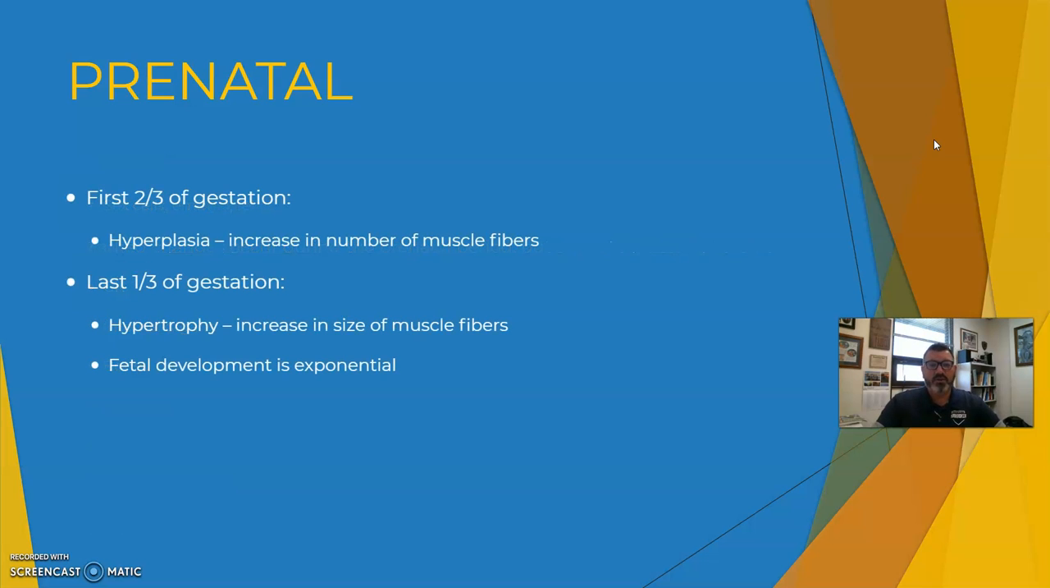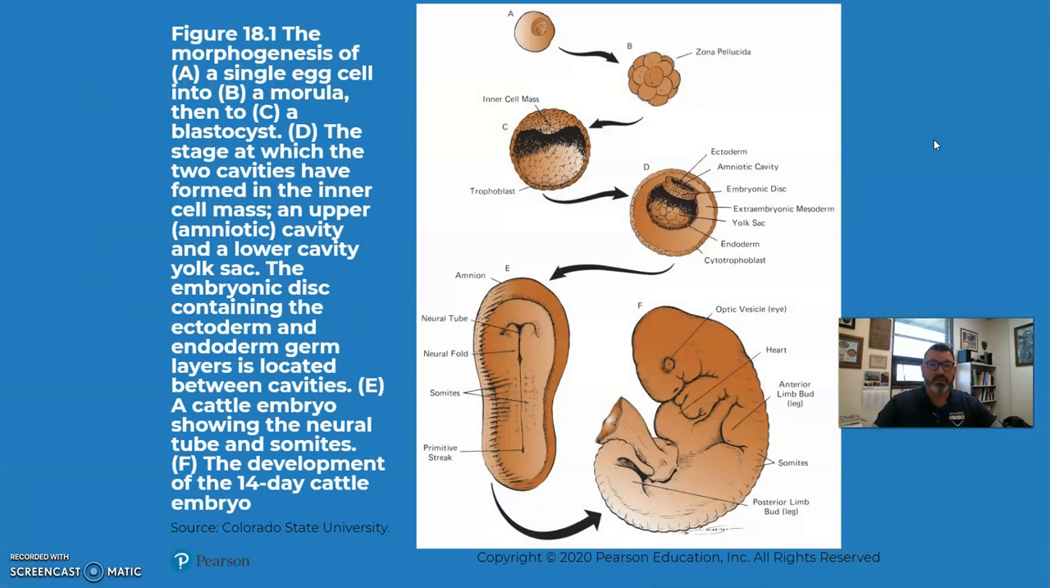So the first 2/3 of the gestational period in the prenatal time frame, we're talking about what we call hyperplasia. Here's where we're increasing the number of muscle fibers. This is one of the few times that actually happens, where we start to add muscle fiber and add muscle ability to build muscle. The last third of gestation then is a phase of what we call hypertrophy, where we're now increasing the size of those muscle fibers. We're adding cellular tissue there. And fetal development can get exponential in that last third of gestation. I think we'll see a chart of that here coming up.